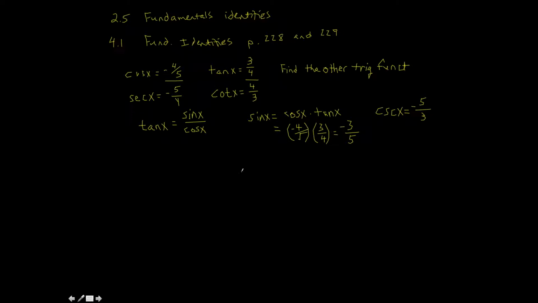Another way would be like this. If I told you cosine of x equals negative 4 over the square root of 17, and tangent x is less than 0.